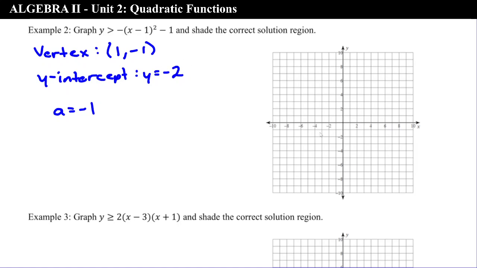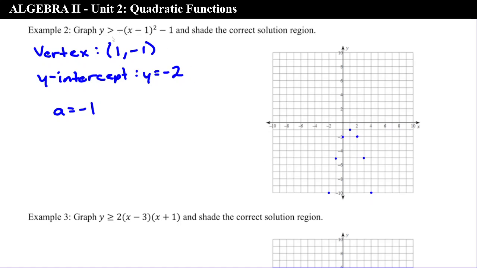All right, so let's plot our vertex. We've got 1, -1. So that's going to go here. And then we have our y-intercept at -2. Well, that's right here. And that makes sense because this is a standard parabola. So over 1, down 1. And we'll continue that. Over 2, down 4. And then down 9 from the 3. And we can reflect these on the other side of the axis of symmetry.